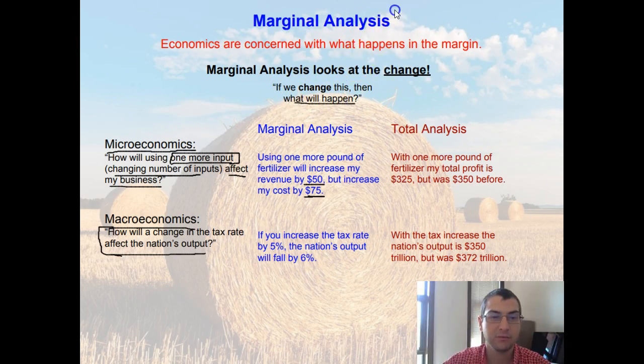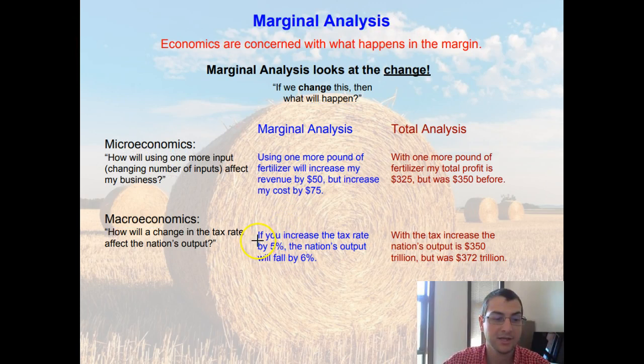So if we look at it from the macroeconomic standpoint in a marginal analysis, we might say, if you increase the tax rate by 5%, the nation's output will fall by 6%. So we're looking at a change of the tax rate yields a change in the output. And we're looking at that marginal analysis, how it's changing. So why would we look at the marginal analysis and not, say, a total analysis?